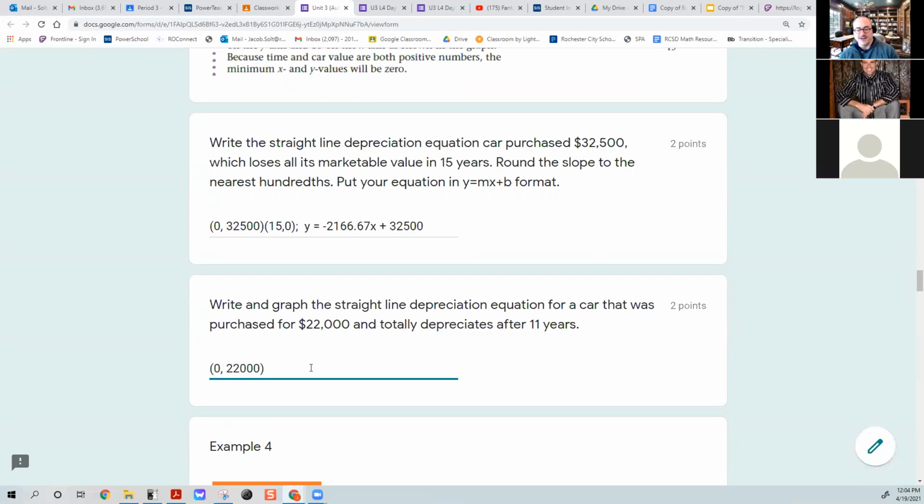I know that I bought the car for $22,000. I know that after 11 years, X is time. X is no longer 0, X is now 11. I know the value of the car, it totally depreciates, so I know the value of the car is 0. That's all I'm going to do on this one. I want you to give me the equation. Give me that equation.